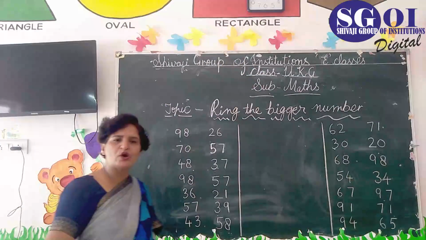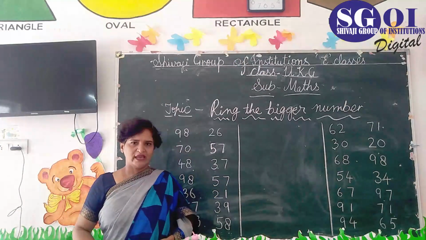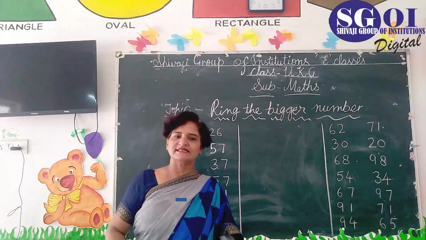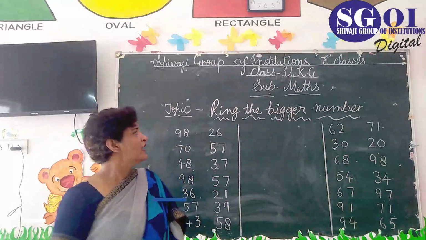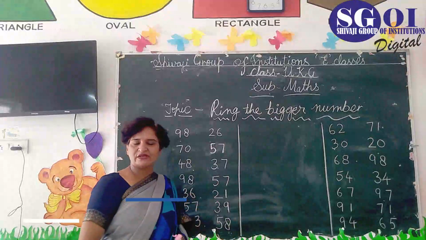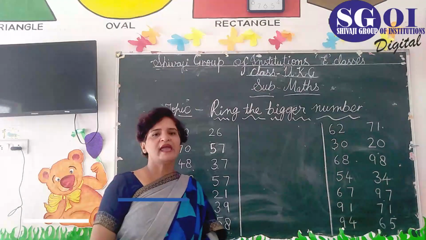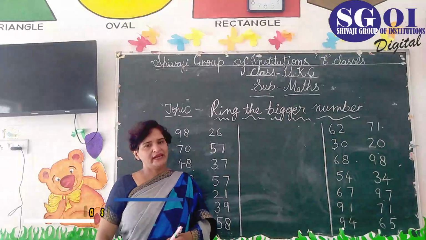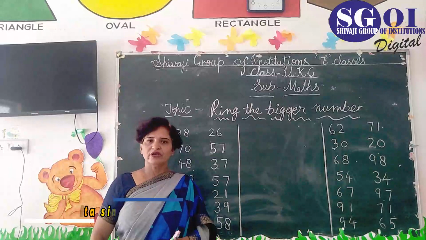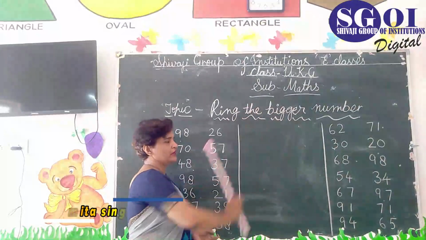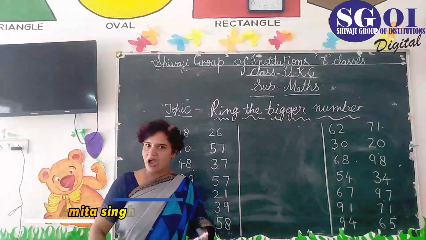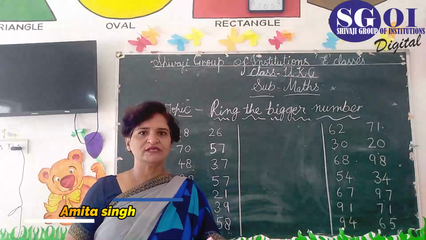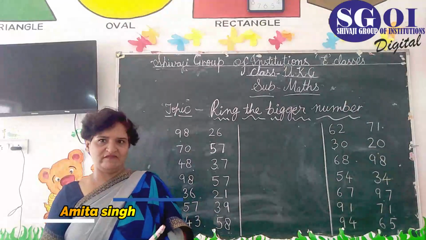So students, this is your maths period. Okay, take out your maths notebook and open the page where it is written ring the bigger number. Yesterday we have learned ring the smaller number. Today we are going to learn ring the bigger number. Bigger means bada and smaller means chota. So students, look at the blackboard and say it.